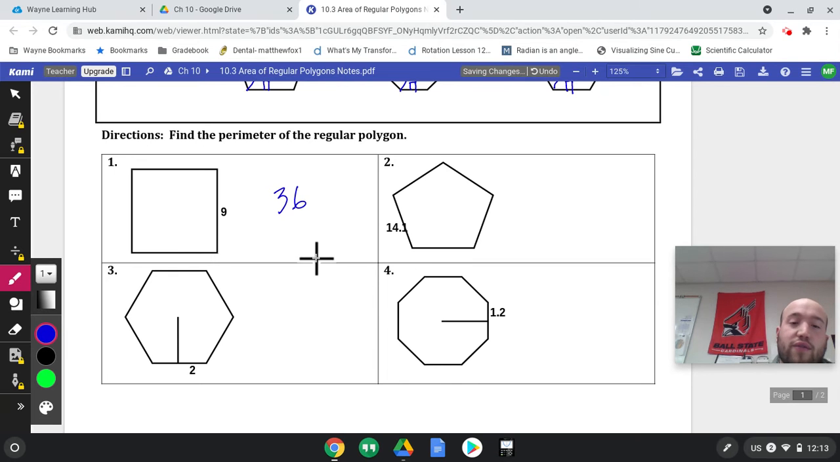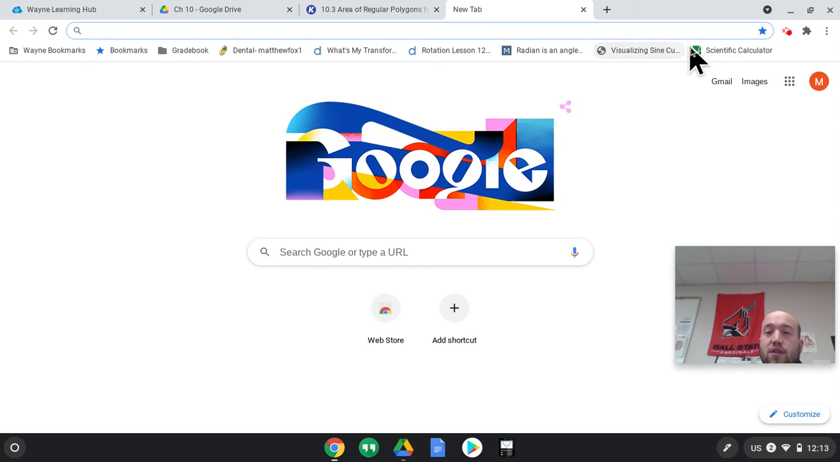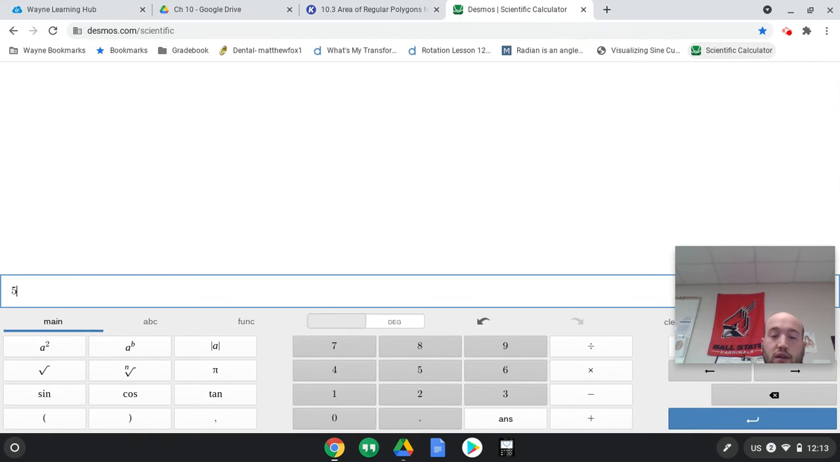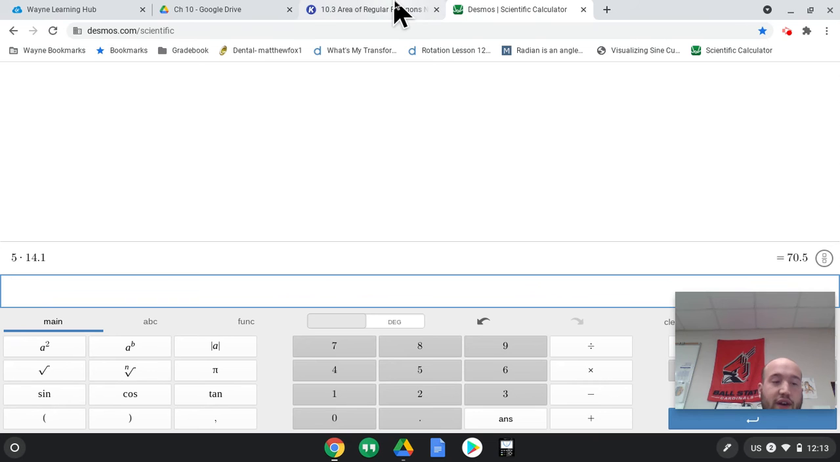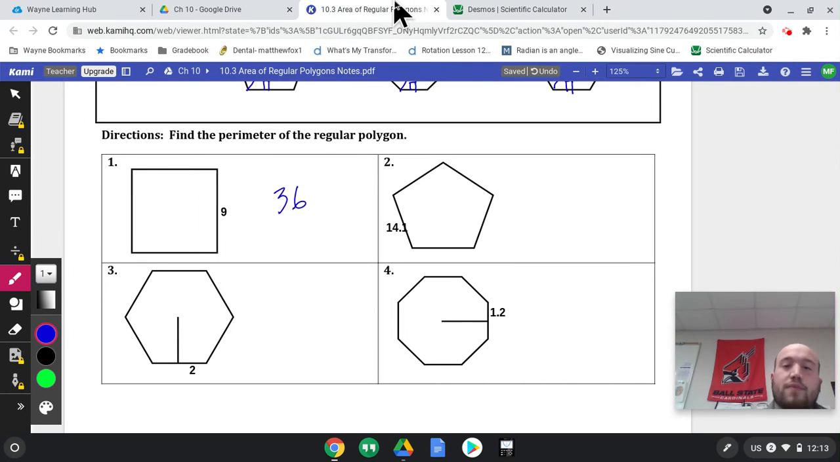Okay, this next one, 14.1, kind of hard to read. There's 5 sides, so we do 5 times 14.1. If you need to, open up that calculator. You can do 5 times 14.1. Let me move this so you can see it. So 70.5 is what we get for our perimeter. Okay, now number 3 and 4, we have to be careful.